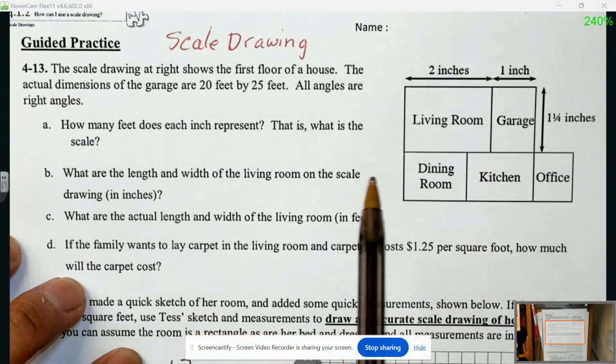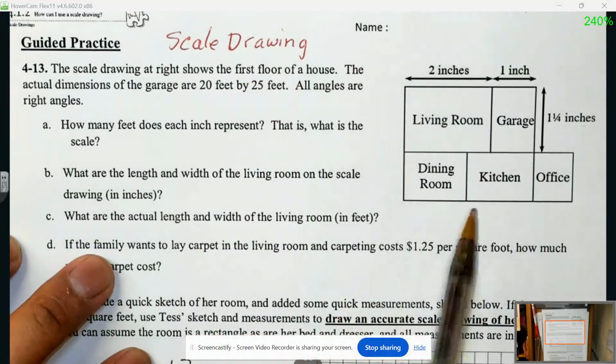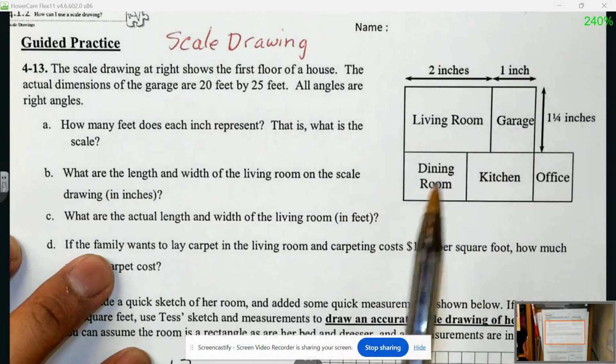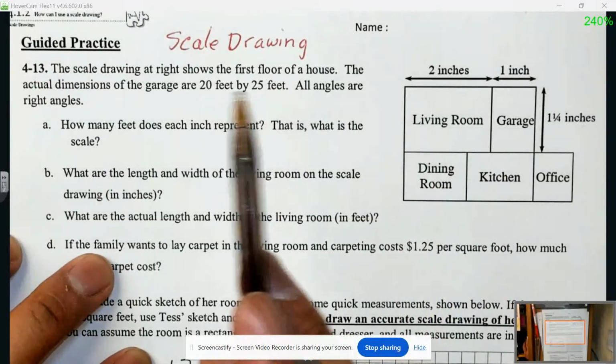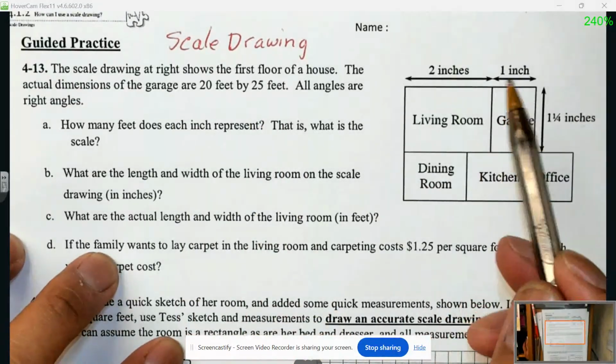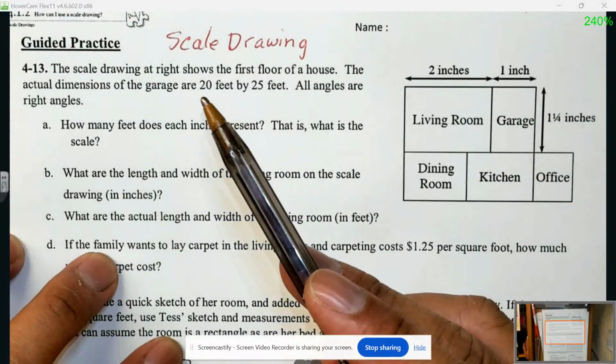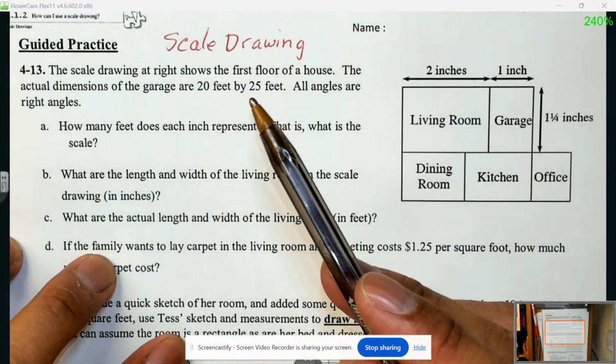The actual dimensions of the garage are 20 feet by 25 feet. Every angle is a right angle, so we can assume that all these rooms are rectangles. So the garage is 20 by 25. Here's the garage. Now in the drawing, it's 1 inch by 1 1/4 inch. So which represents the 20, which represents the 25?